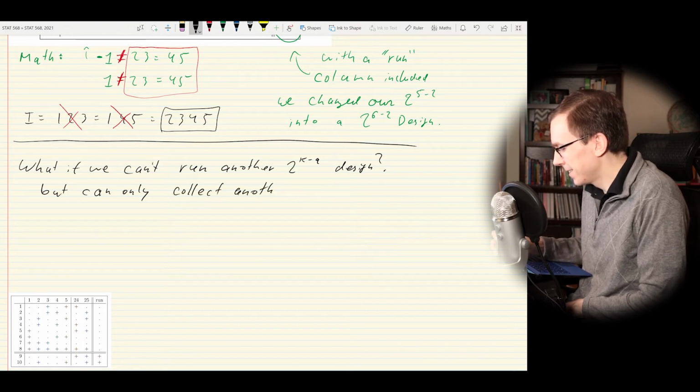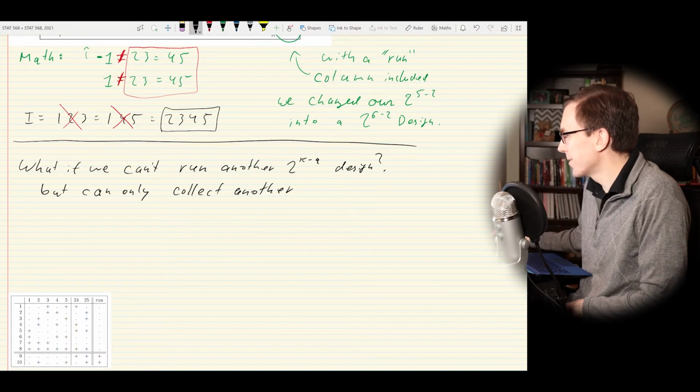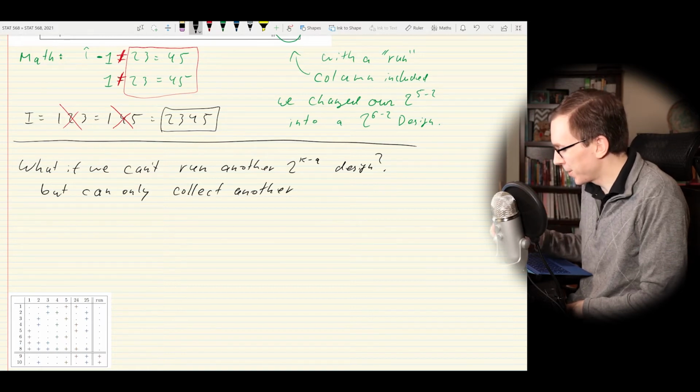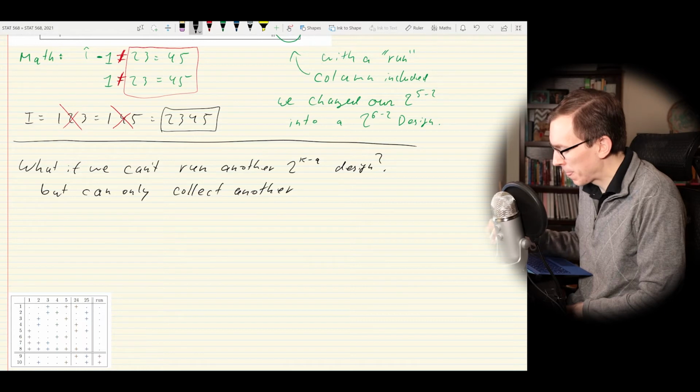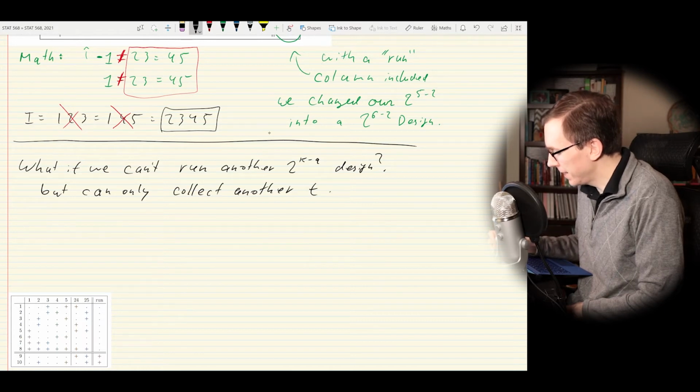another, let's see, what was the notation I was using for this case? Did I choose a letter? I don't think I chose them. Oh, maybe I didn't. Oh, T. I was using T, I think, somewhere in here. Okay. We'll use T to try and coincide with my written lecture notes. Another T observations.